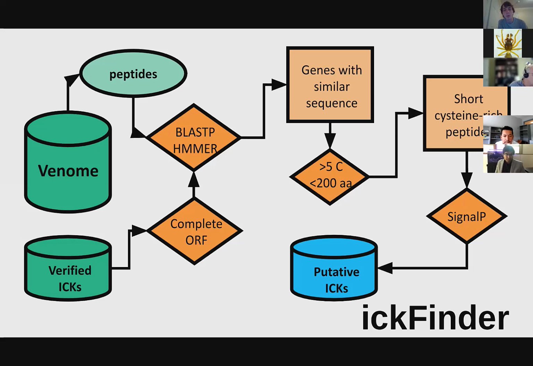and then running those through SignalP. Because all inhibitor cystine knots, these neurotoxins, they're secreted in the venom gland, so they should all have some sort of signal peptide. And so that's just the overview of the pipeline, and that gives out the putative ICKs.